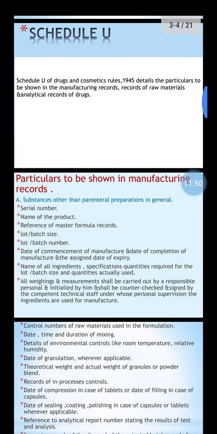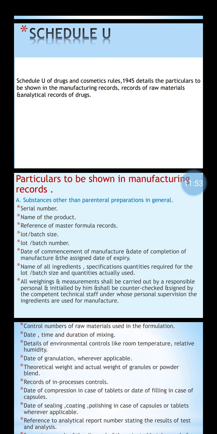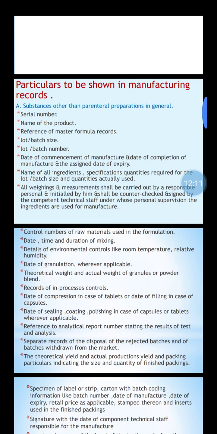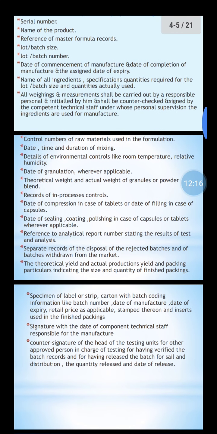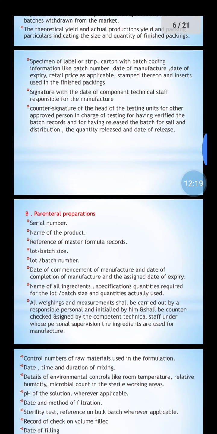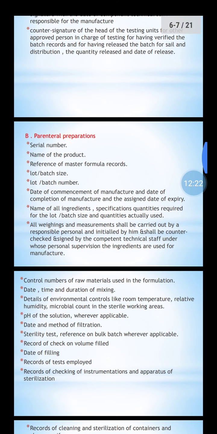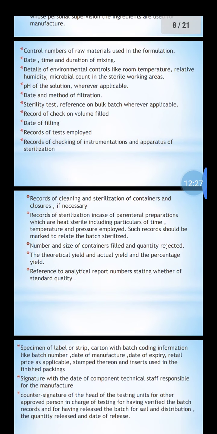What is Schedule U? Schedule U of the Drugs and Cosmetics Rules 1945 details the particulars to be shown in manufacturing records, records of raw materials, analytical records of a drug. In that, you saw the particulars to be shown in manufacturing records. First, the substance other than parenteral preparation in general. Various information on this, other than parenteral preparation. In parenteral preparation also you discussed these points.